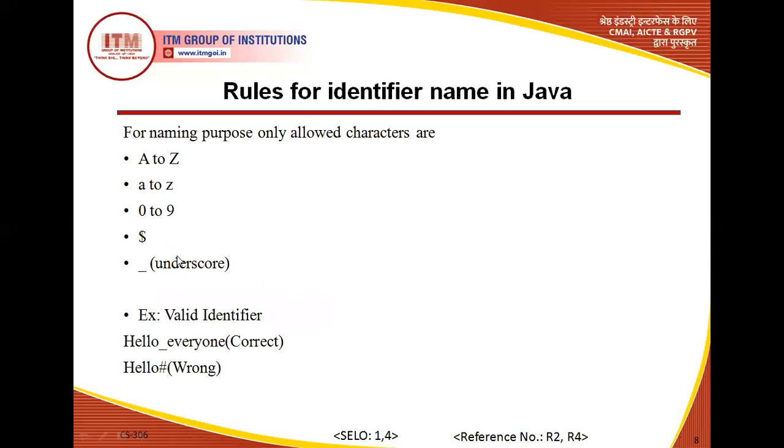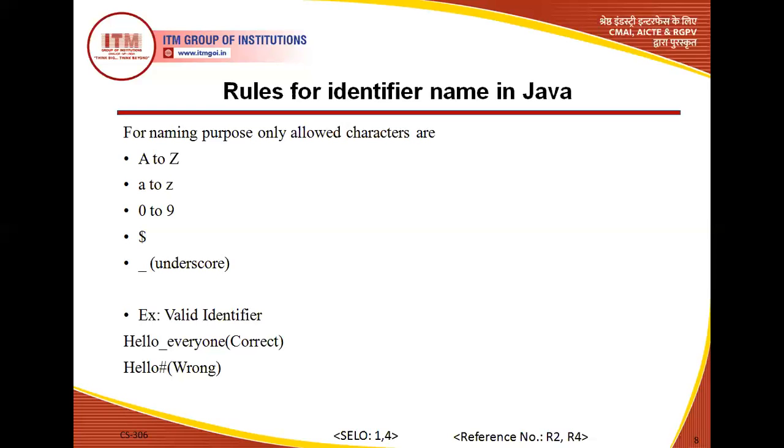If we talk about the constraints or naming nomenclature, the name may use capital A to capital Z, or small a to small z, or 0 to 9, and among special characters, only these two are allowed: dollar and underscore. If we use any other character, our compiler will definitely raise an error. So for the name of the identifier, only this set of characters is allowed.